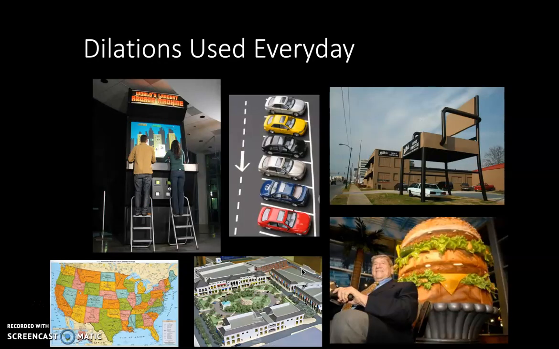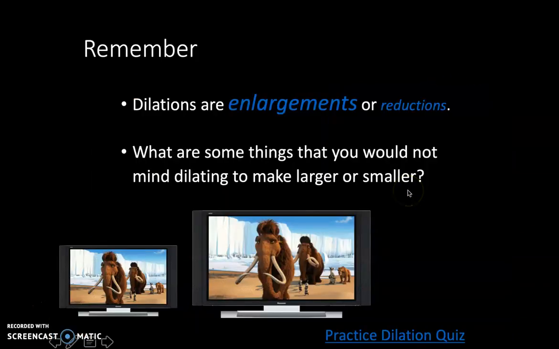Here are some examples of some real life dilations. You know that video game is really big. These are little toy cars, so it's a decrease in dilation. It's a reduction. This is an increase, because try sitting in that chair. So remember, dilations are enlargements and reductions.